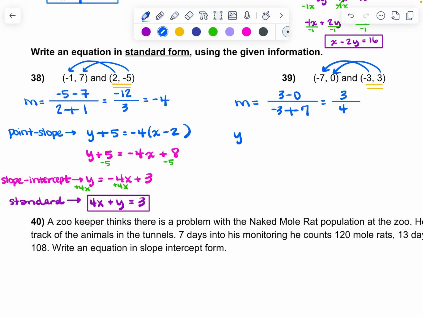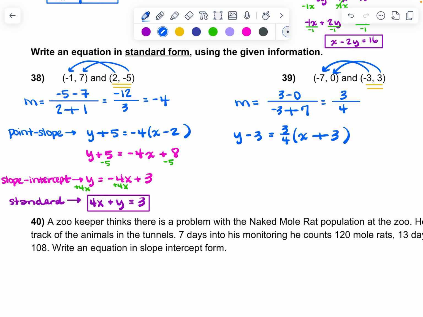Okay, so here we go. Point slope form. y minus 3 equals our slope of 3/4 times x minus negative 3. And again, I'm just going to change my big double negative there. Oops. There we go. Double negative into a positive there.